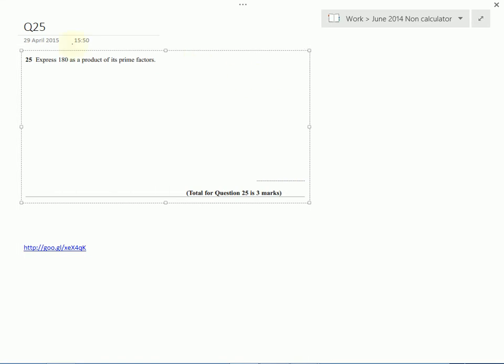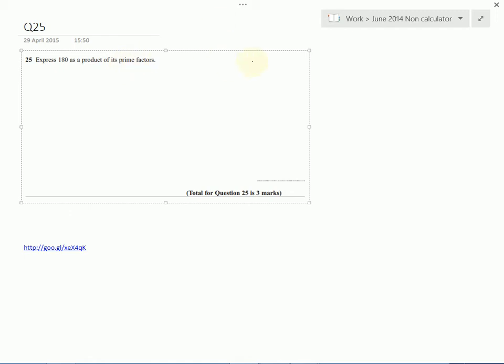In this question, we need to be able to take a number, in this case 180, and write it as a product, which means numbers times together, of its prime factors. So it needs to be prime numbers times together to get to our number 180. So first of all, what's a prime number?